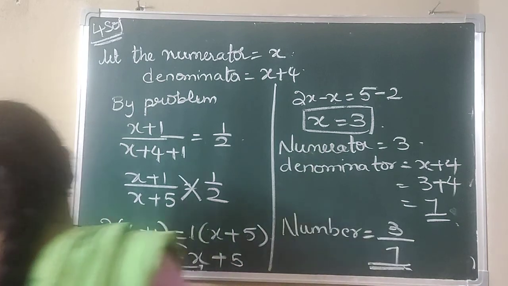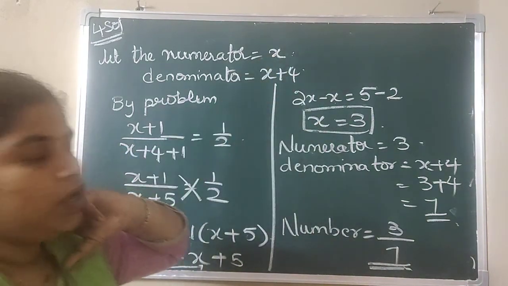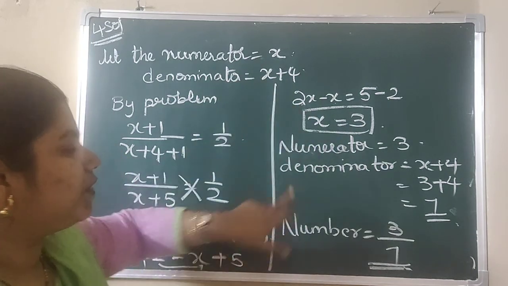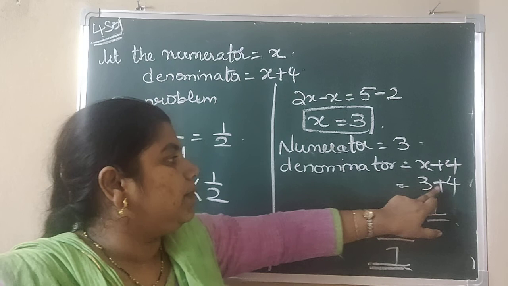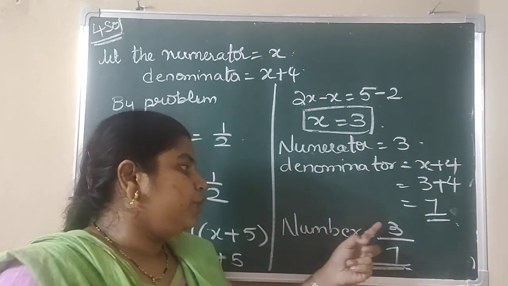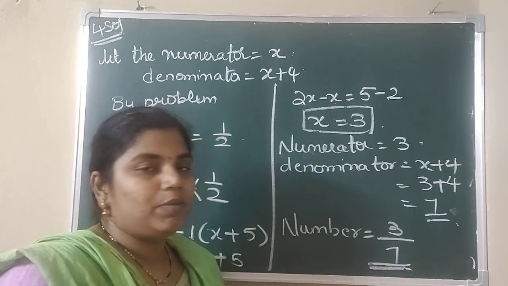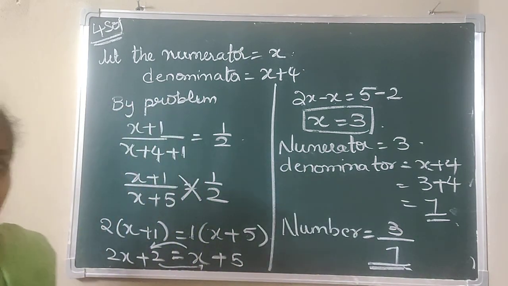So x value we got as 3. And what is this x? x is the numerator value. Now we have to find the denominator value. What is the denominator? x plus 4. So x is 3, plus 4 will be equal to 7. So what is the fraction? Numerator is 3 and denominator is 7, meaning the number is 3 by 7. So this is our fourth solution.